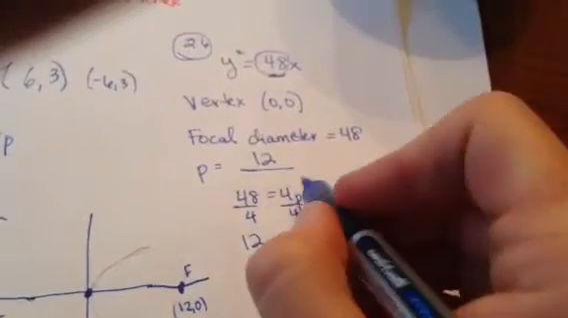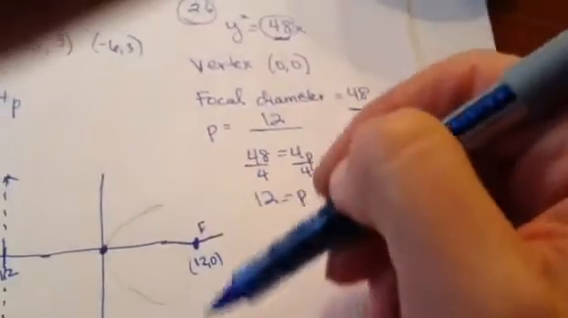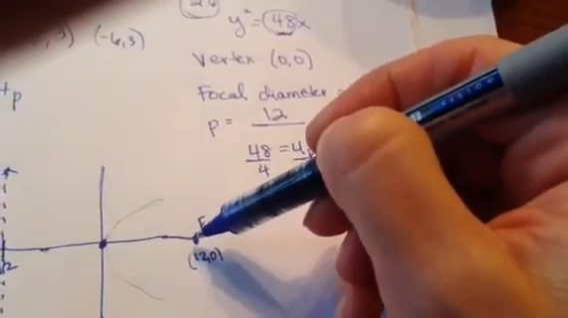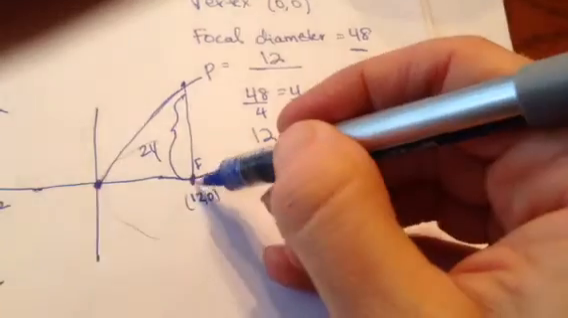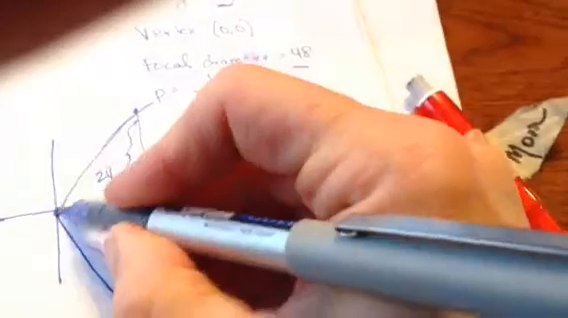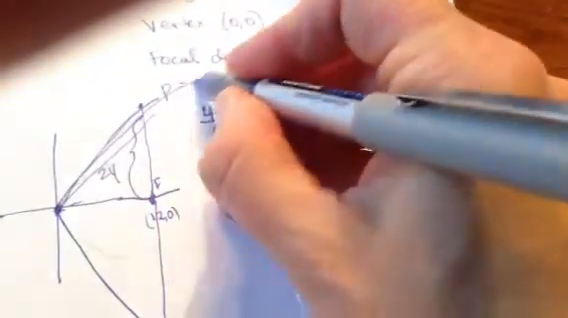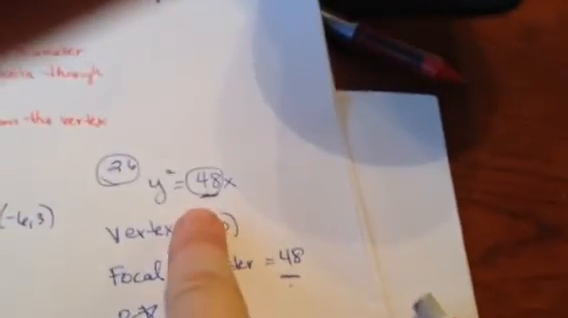Now, how can I be a little bit more precise? This is what's cool. Remember, your focal diameter is 48. That means the width of my parabola through here is 48. Half of 48 is 24, so I'd have to go up 24 units. This one would be huge, and there's no way it's going to fit. But this width right here is 24. I would have to go down 24 right here, because you're going to have this really wide parabola. This width through the focus is the number out front, 48.